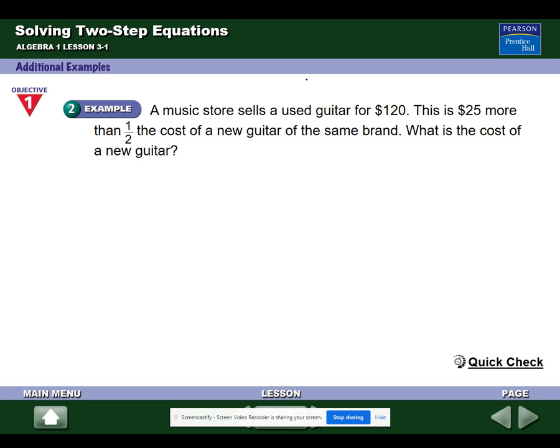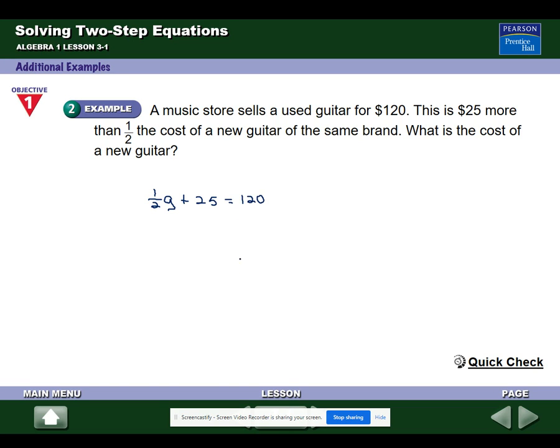Okay, so this cost, this 120, it's 25 more than half the cost of a new guitar. So if the cost of a new guitar is X, or N for new, or G for guitar, let's do G. Well, while I'm modeling good behavior for you, I might as well use G for guitar. I'm going with G. Half of G plus 25 is equal to 120.